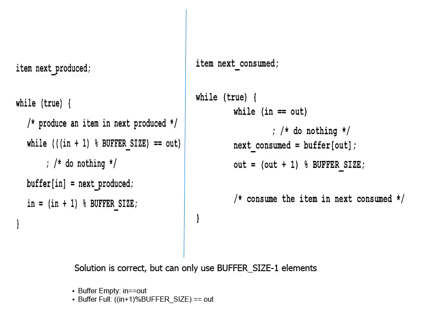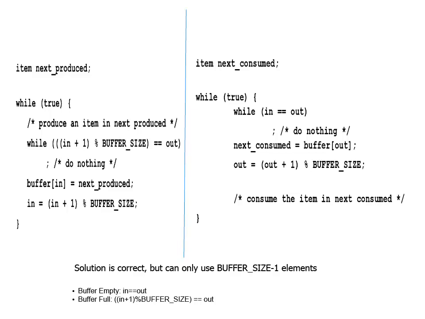That means the buffer is empty, right? Because the producer just produced one item and the consumer just consumed one item. So in and out both equal 1, and the consumer will not consume anything, because in the while loop, in equals out. It will go on like this: the consumer will wait until the producer produces one item.